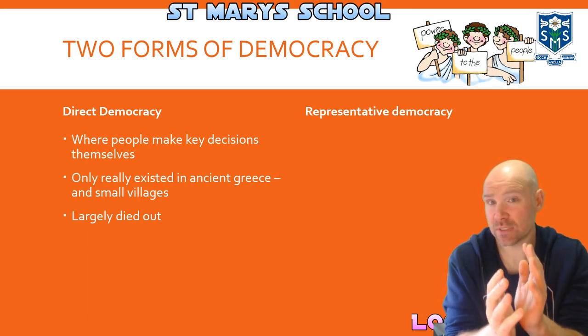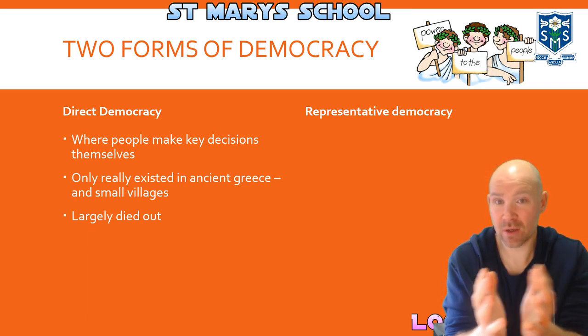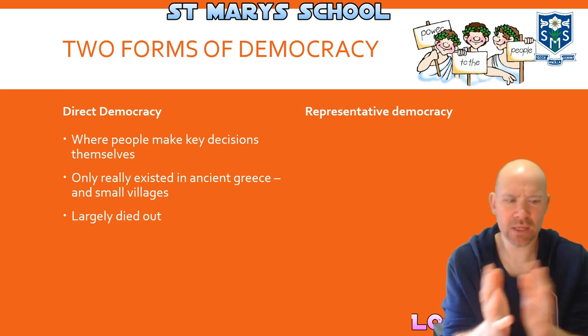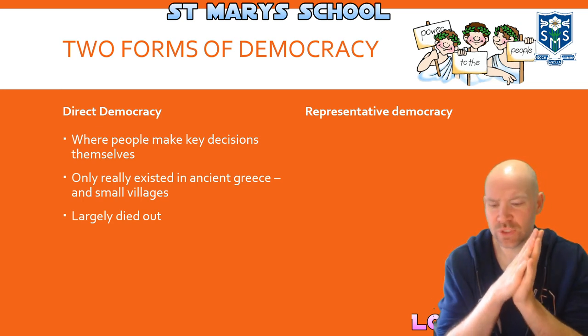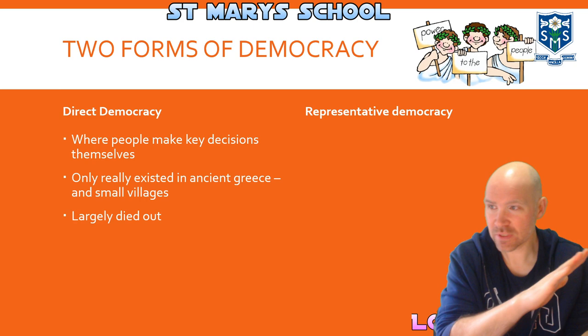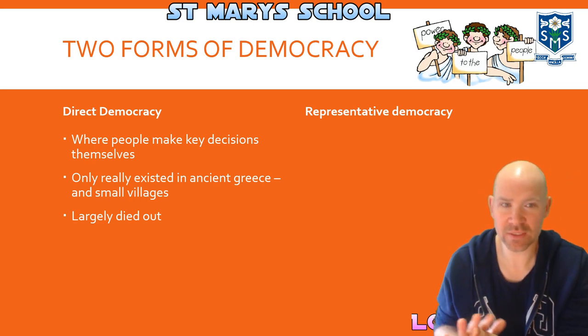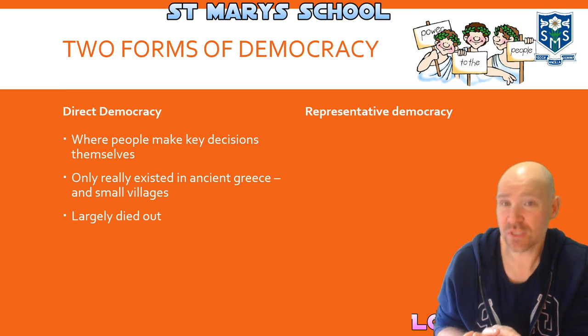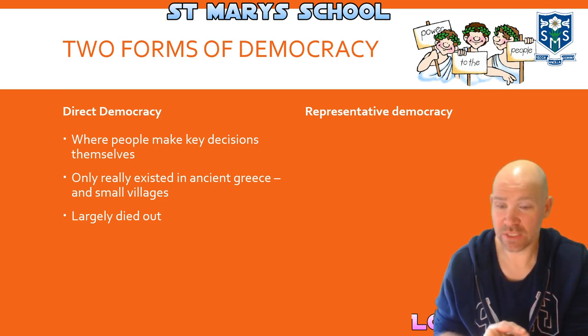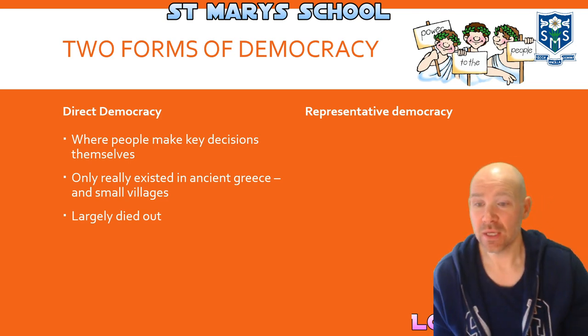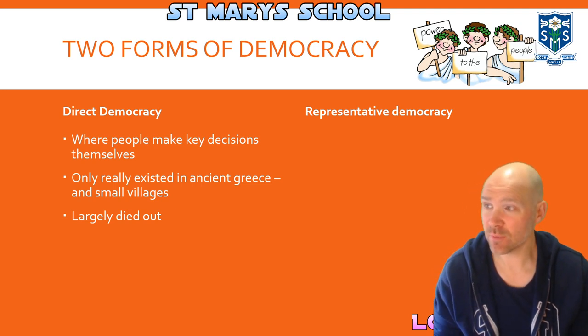And that's actually a common mistake that students make in exam answers. They'll say, sometimes Britain has direct democracy, which is called a referendum. No. We haven't suddenly chucked out Boris Johnson and the whole of Parliament and replaced it with direct democracy. We've just had a referendum, which is one small element of direct democracy.